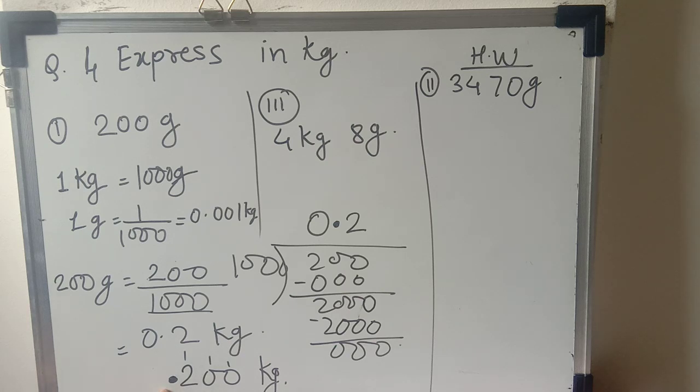We can't write in this form. So nothing is there, it means you have to take 0. So in both forms you can write the answer. This is also correct, this one is also correct. Okay, now let's solve the second example.